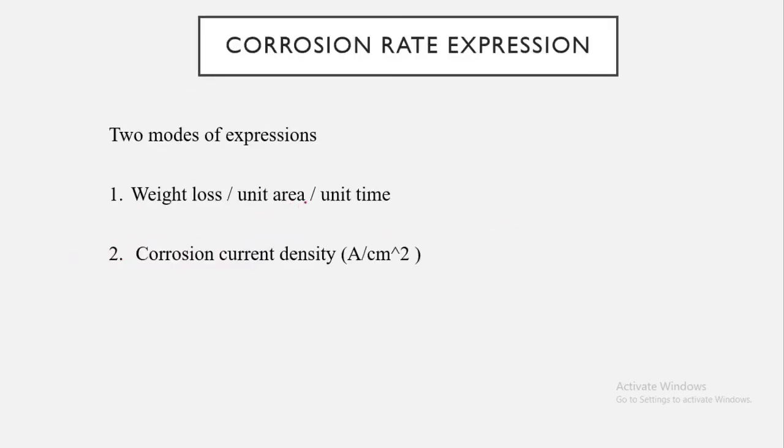Now we have corrosion rate expressions. In this video, we are going to look at the two modes of expression. We have the weight loss per unit area per unit time, whereby the corrosion rate is equal to the material reacted over the area times time. And with this, we have the corrosion current density, which is represented by i. So the corrosion current density is equal to the current I over A. Therefore, the unit can be expressed as amps per centimeter squared.